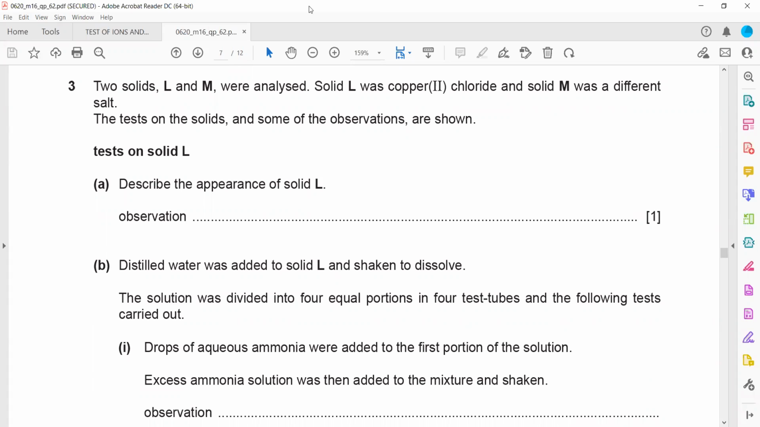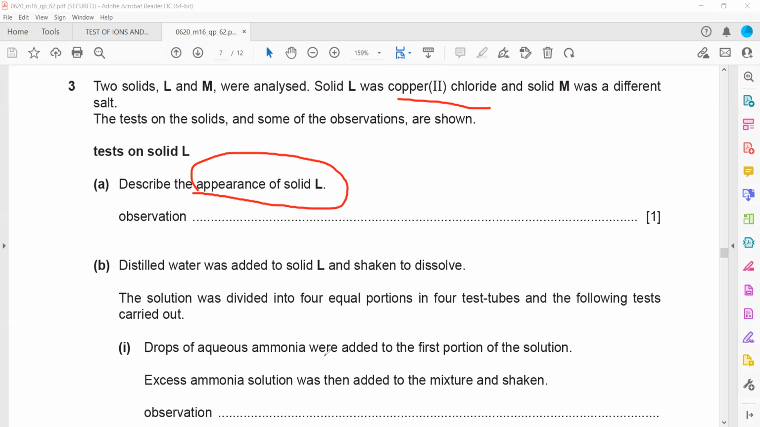So they give you the name of the salt, that it is a copper 2 chloride. And solid M is a different salt. So we don't know anything right now about solid M. The tests on the solids and some of the observations are shown. So test on solid: appearance, how it looks.